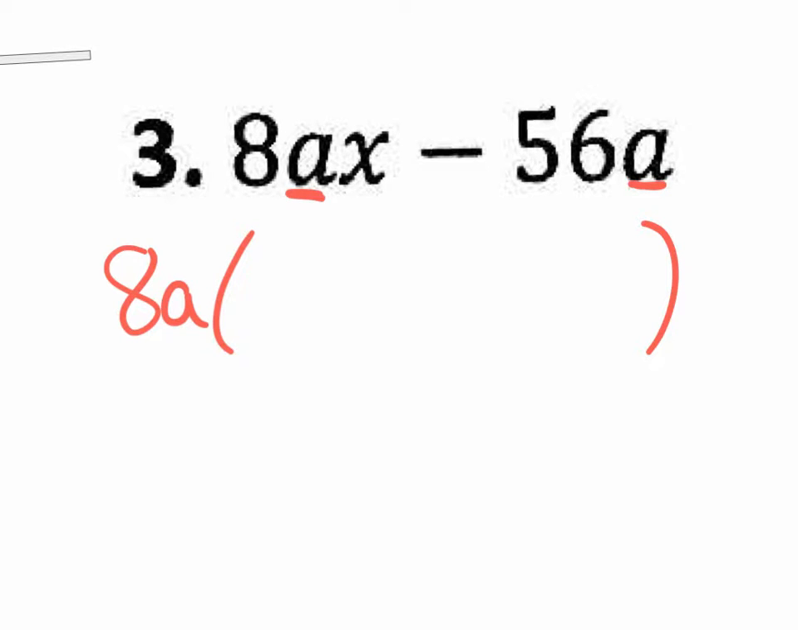In other words, 8A times what will get you back to this first term? 1x, that's right. Now we can just write it as x, right? And then how about over here, 8A times what, Ismail, will get us a negative 56A? Just 7? Yeah, negative 7 or minus 7, right? And that's it. Okay, let's move on.